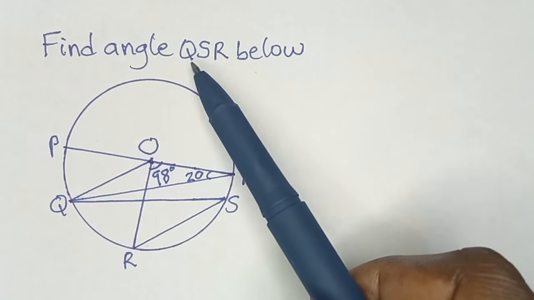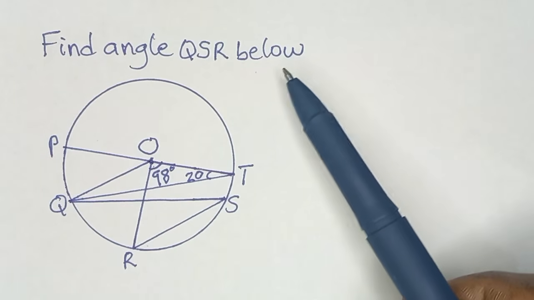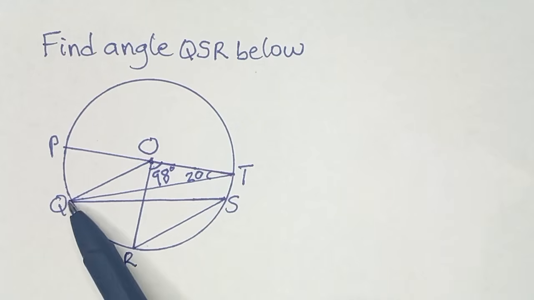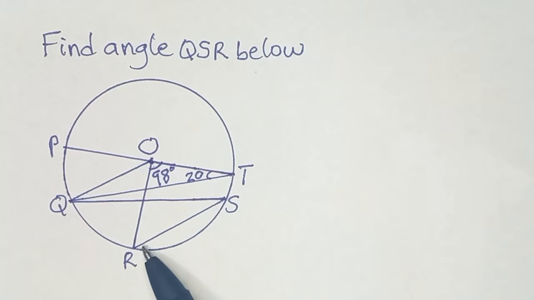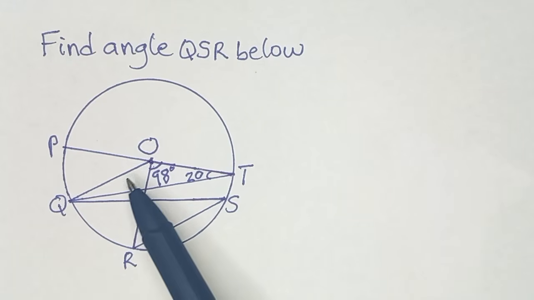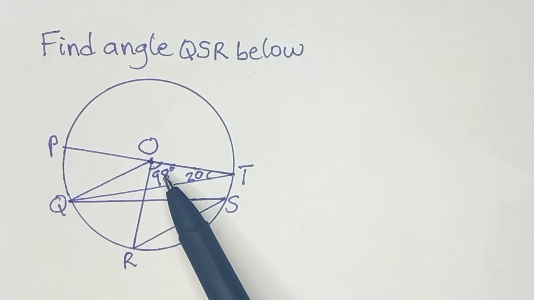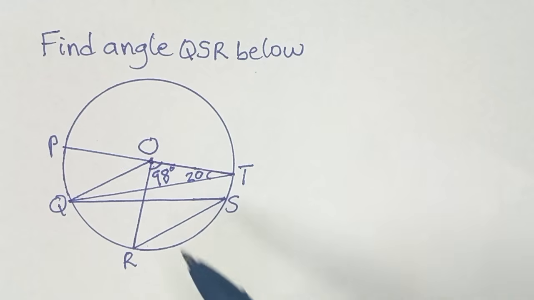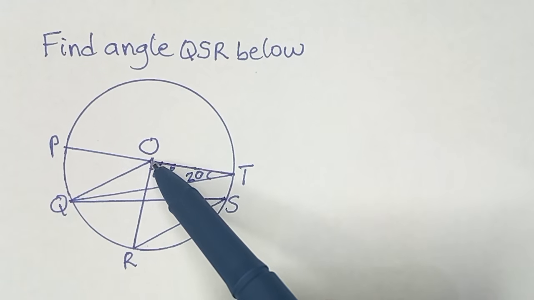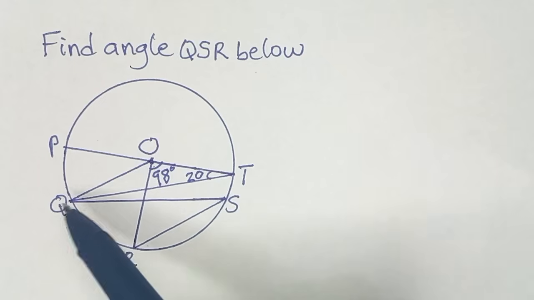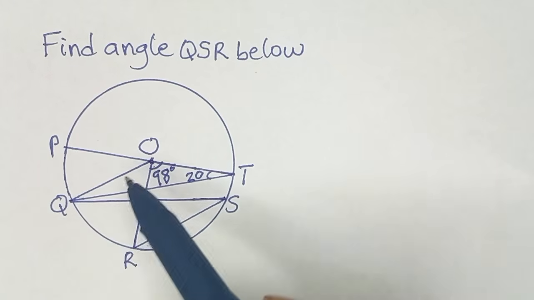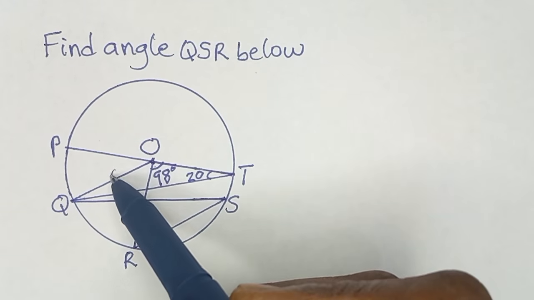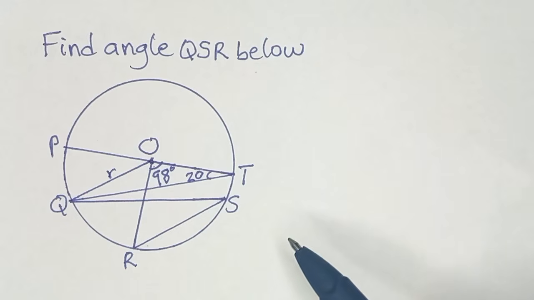Find angle QSR below. Now we are looking for angle QSR. Let's walk gradually from this part of the circle until we get to this QSR that we're looking for. Now, the first thing I want us to establish here is the fact that a line from the center of the circle to the circumference of the circle is the radius of the circle. So this line is the radius of the circle.